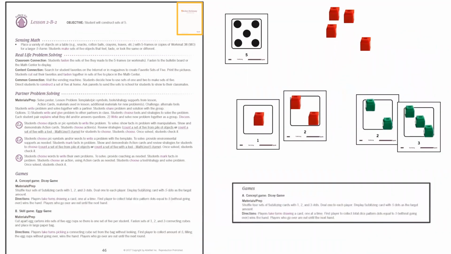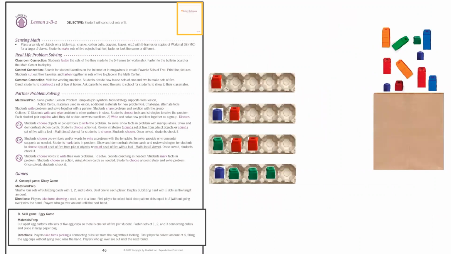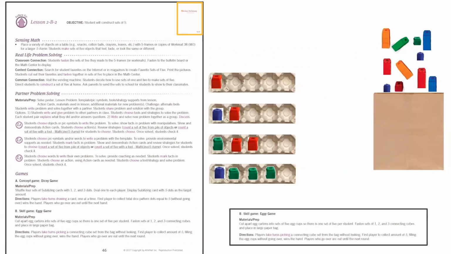The final two activities are the games. The concept game is one that reinforces the broader concept of the lesson objective. So in this example, students are working on matching sets up to 5. The skill game focuses on a particular skill from the lesson objective. In this example, students are using cut egg cartons as a fun alternative to the 5 frame to make sets of 5.